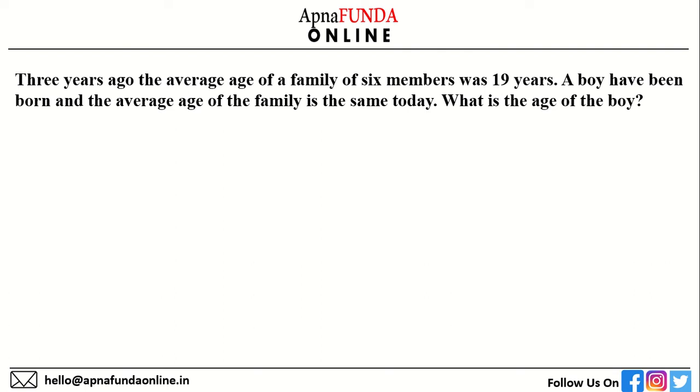What it says: 3 years ago, the average age of the family of 6 members was 19 years. What I am really interested in is the present age, let's say the present total age of the family. Now it's very simple: 6 members, 19. So the first step is 6 into 19, but that was 3 years ago. So plus 3 into 6 members.